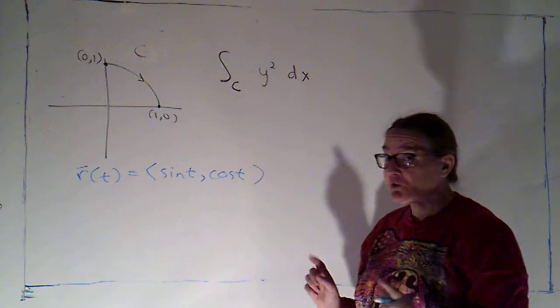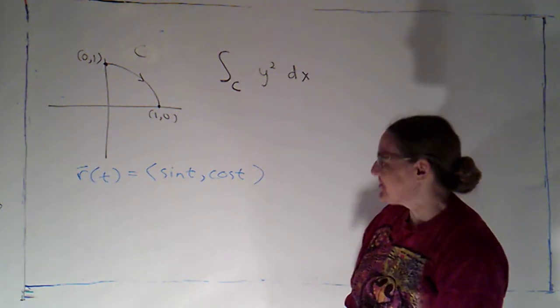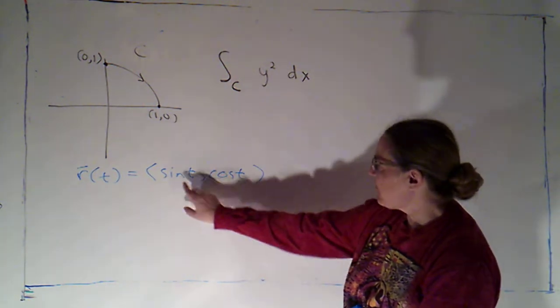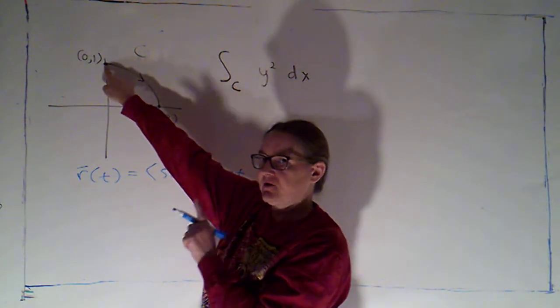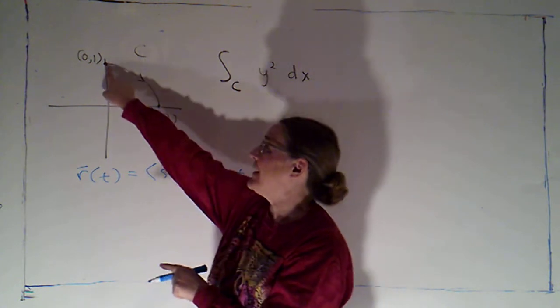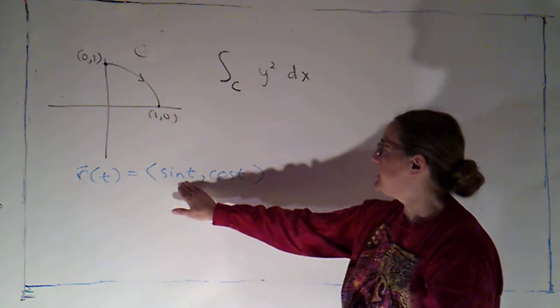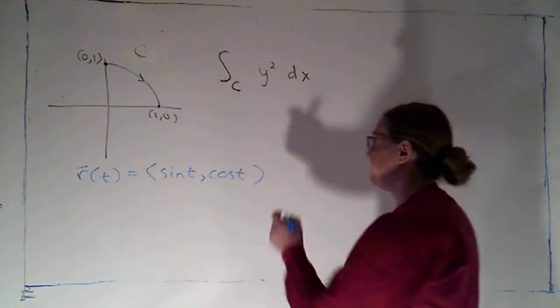Now, as a general rule, switching x and y does not reverse the orientation. But for a circle like this, it actually does. Notice if t is 0, I would be at (0, 1). Oh, that's convenient. So when I parameterize with sine as the x component, this isn't my starting point, this is. By the time t is pi over 2, I'm going to be at (1, 0). So that's very nice.